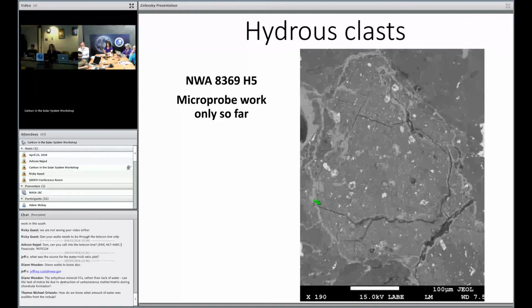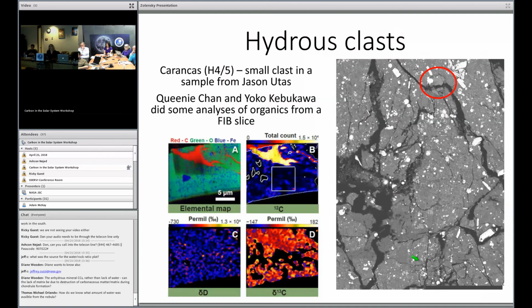I think I bought this on eBay. If you go on eBay, you can buy all kinds of cool stuff, including ordinary chondrites. It's an H5 chondrite with C chondrite class in it. This one looks identical to the ZAG class. So we've done almost no work on it so far. It's pretty big, so we'll get a lot of analyses on it.